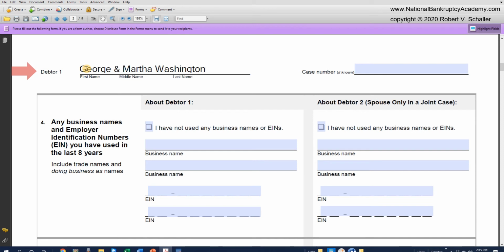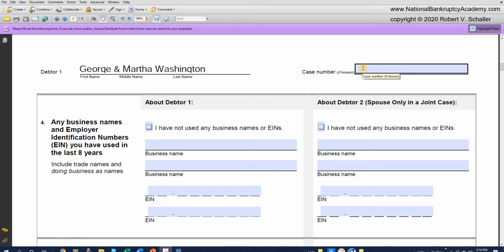And I'm sure the header is there so that it appears on all future pages. So if the staple ever came out on a physical document, or if it ever got separated on an electronic document, then they would know what name applies to the various pages. To the far right, there's a case number if known. That means if this is an amended petition, as we talked about earlier. Since this is the first petition and the case has not yet been filed, the case number is left blank.